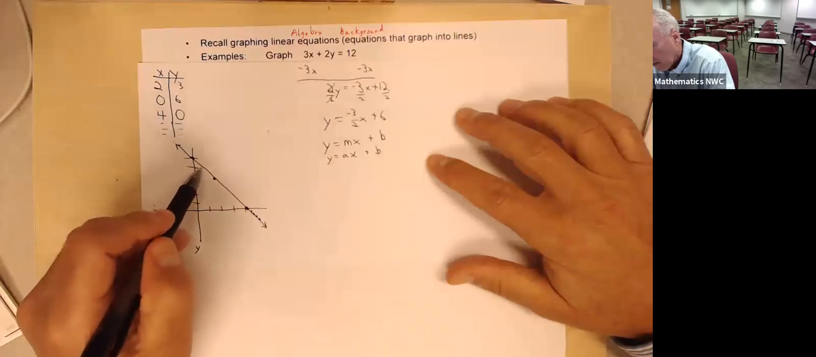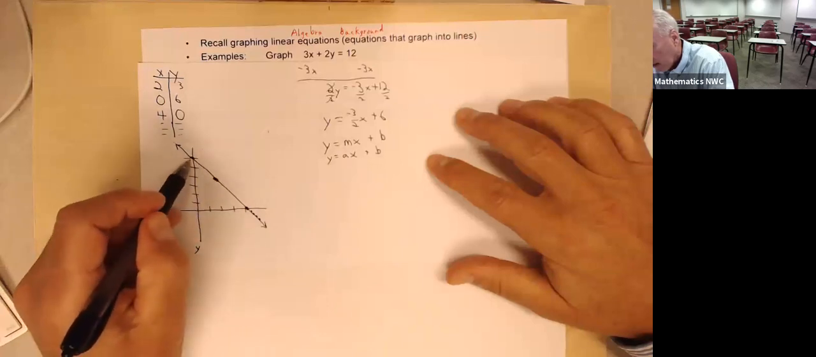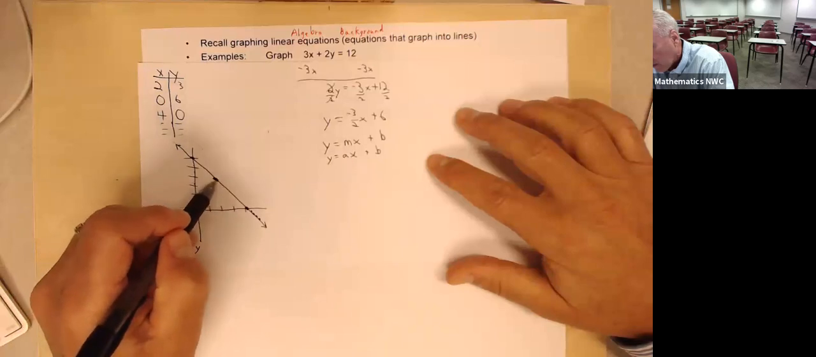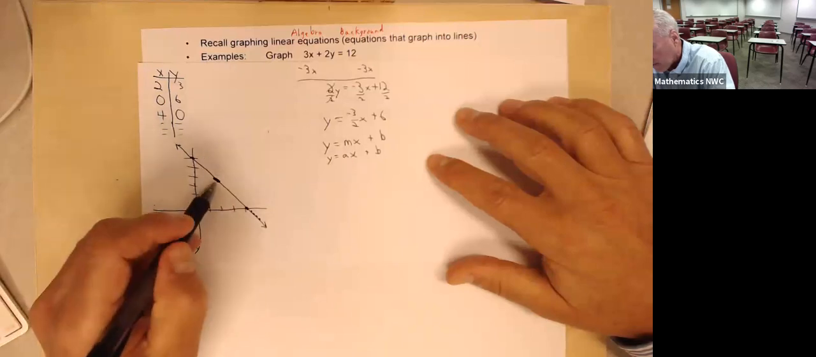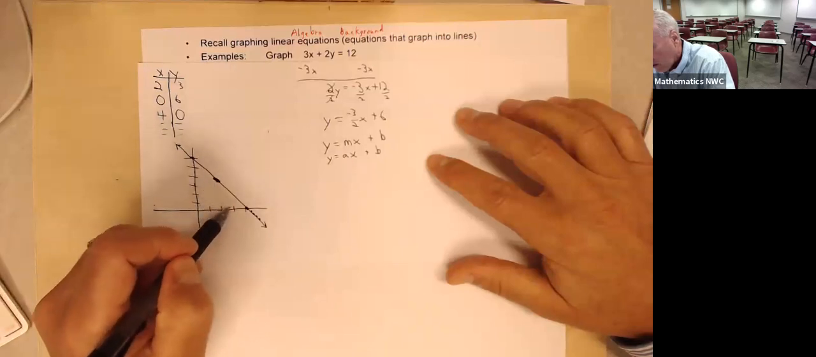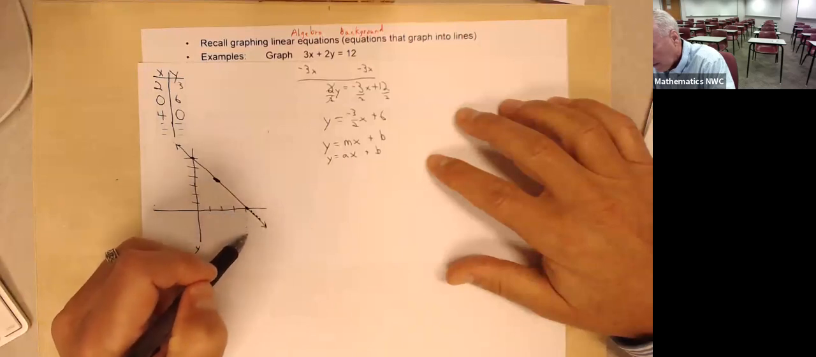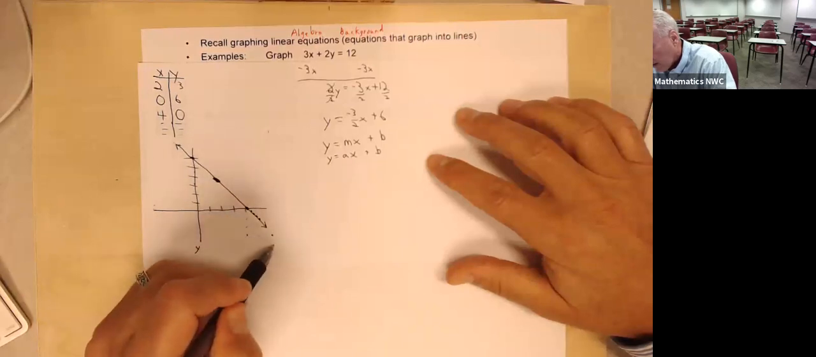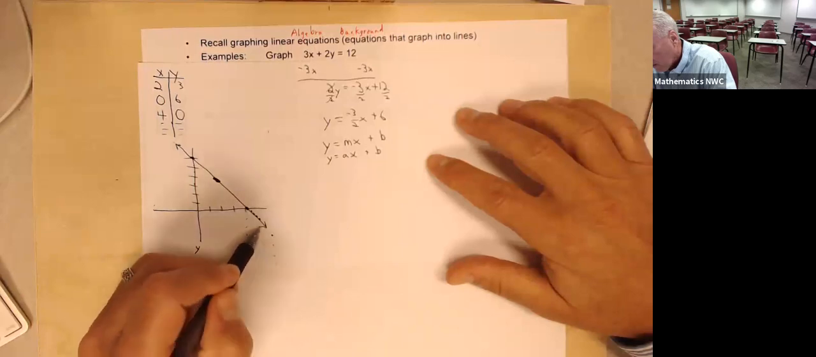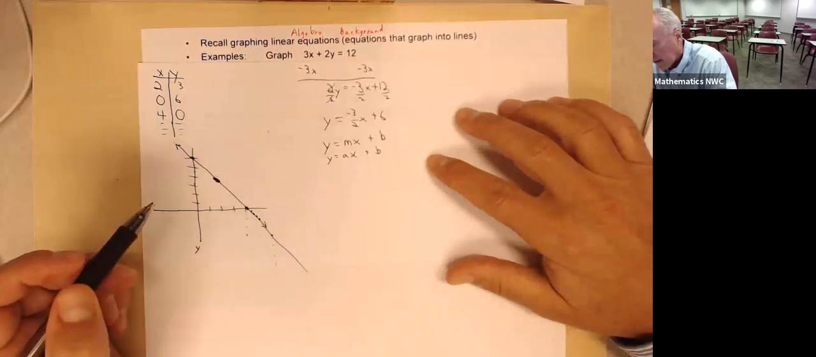Notice down 3, I didn't quite have that exact. 1, 2, 3 down over 2. Should have been about right there. Down 3 more over 2. Down 3 more over 2. And I keep getting my line.